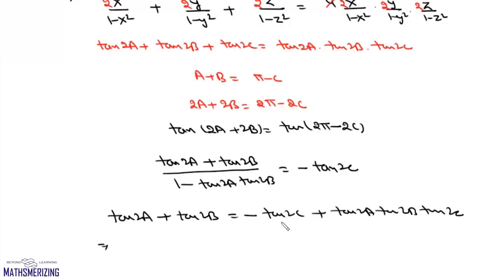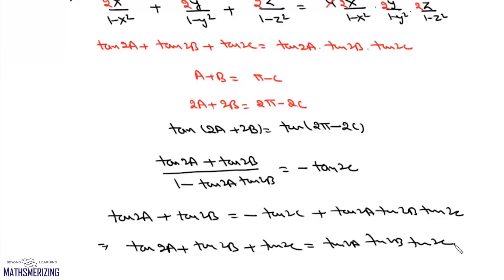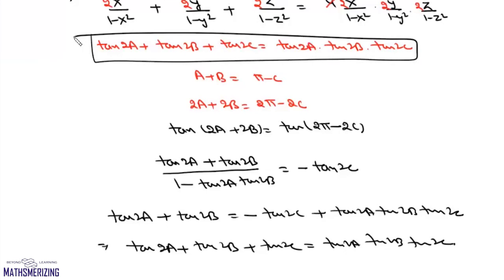So we'll take this tan 2c on the left hand side. We can write tan 2a plus tan 2b plus tan 2c. It will be equal to tan 2a into tan 2b into tan 2c, and this is what we need to prove. So this is how we solve such questions.